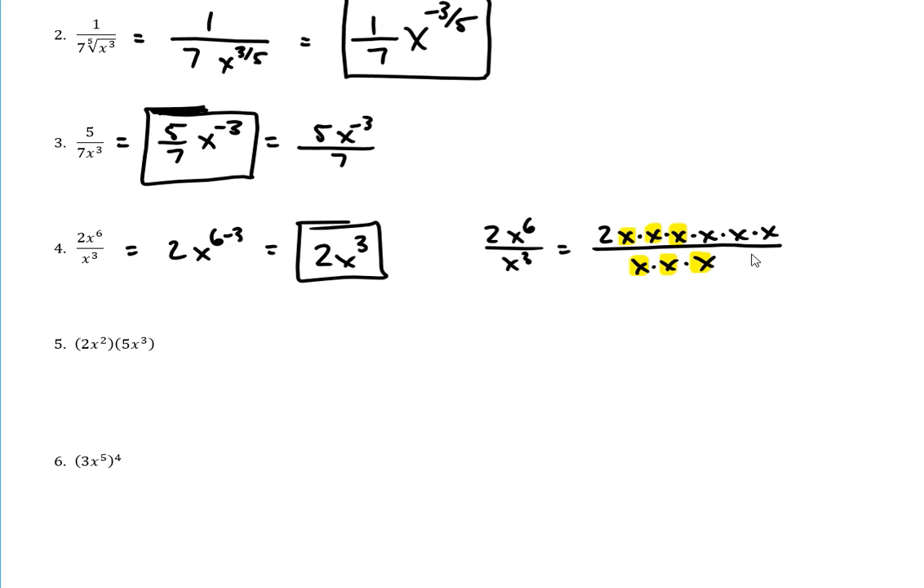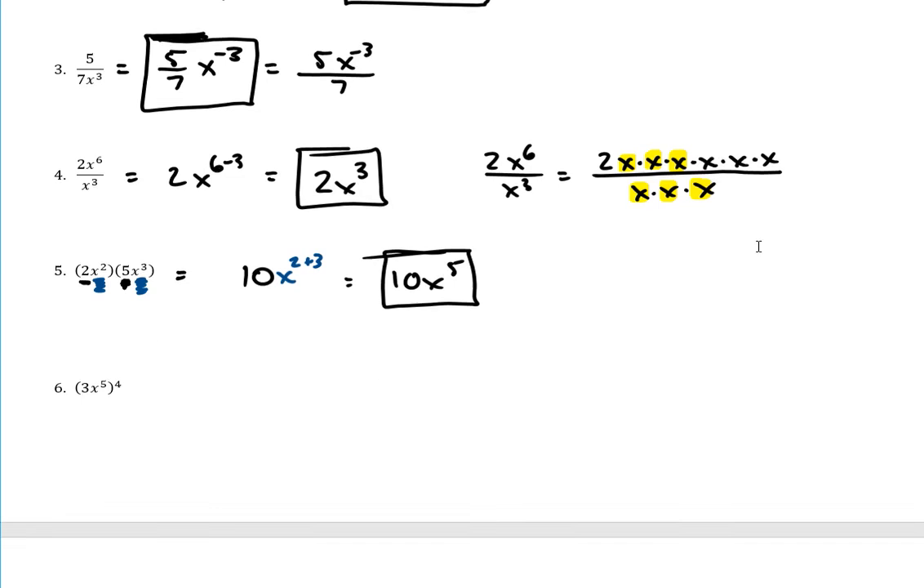Okay, and then in number 5, we've got multiplication. Well, in multiplication, you do multiply like parts. So the 2 times the 5, the constant parts would multiply, and that gives us just 10. And then the x's would multiply, and I have x. So this is where the powers would add. So typically, we would probably just write x to the 5th immediately. But I just wanted to show, hey, 2 and 3 would add, and it does give us x to the 5th like that. Okay, so that's that rule.